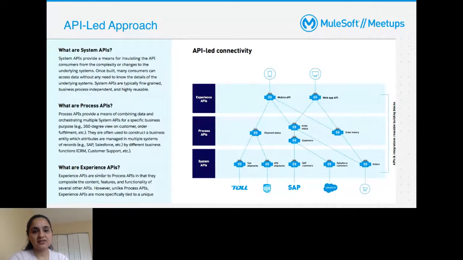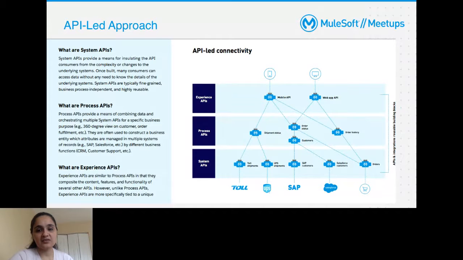Let's take the system APIs. The system APIs are a means of insulating the API consumer from the complexity and changes of underlying systems. Basically, consumers don't need to worry about accessing data from particular systems. They just need to connect to the system API, and they can access the data from the different systems. System APIs are finely grained, business process independent, and highly reusable. Every API in each layer is highly reusable, accessible, and discoverable.